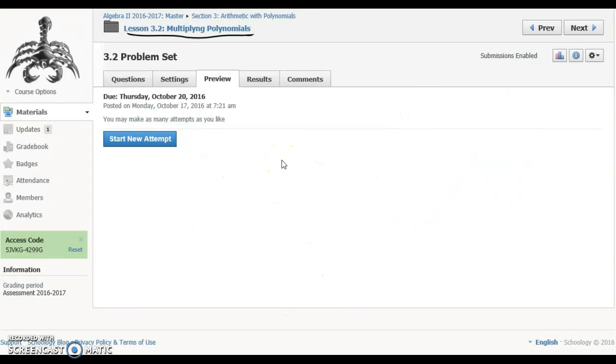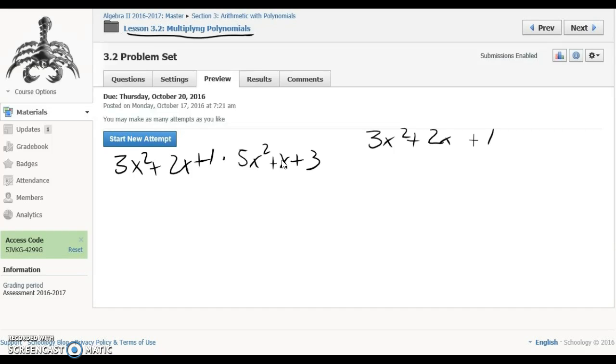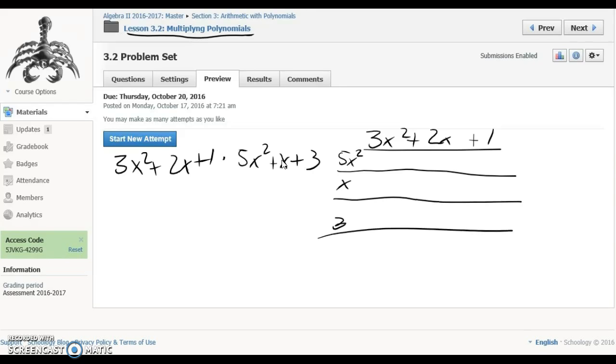Similarly, if we have larger polynomials like 3x squared plus 2x plus 1, and we're going to multiply it by 5x squared plus x plus 3, we can also use that by setting up a box method. So we have 3x squared plus 2x plus 1 across the top of the box. Then we have 5x squared, x, and 3 down the sides. And this creates our box for us. And we can begin to multiply terms.